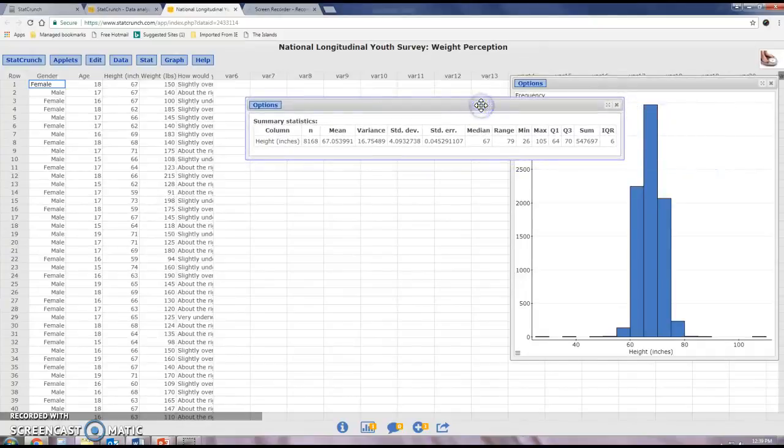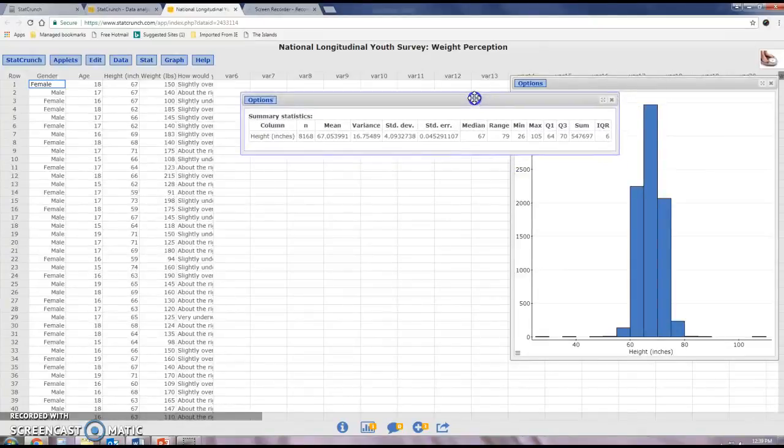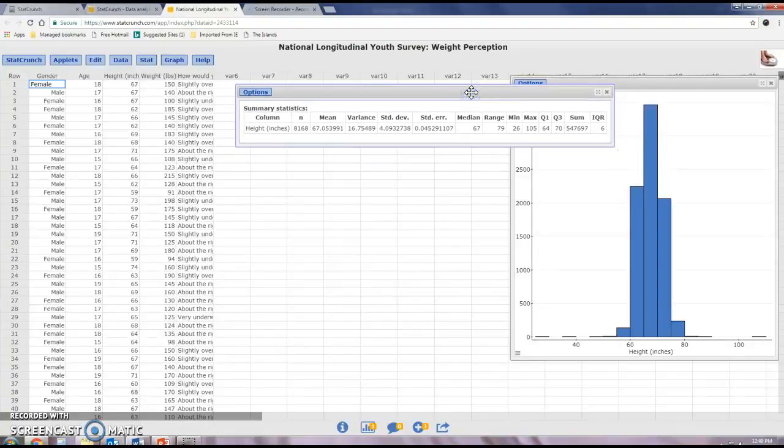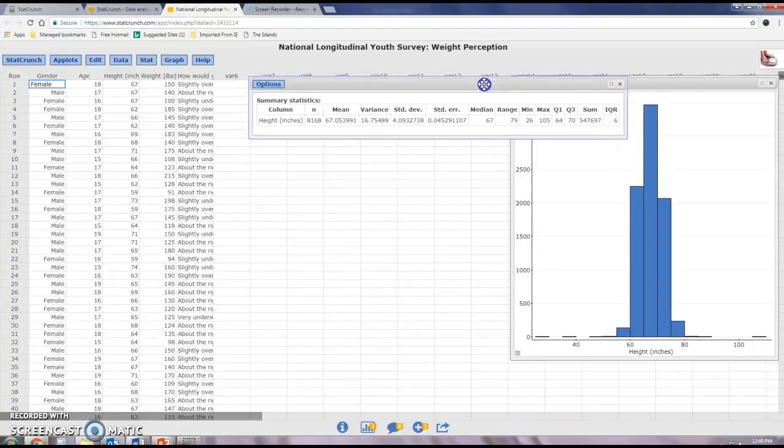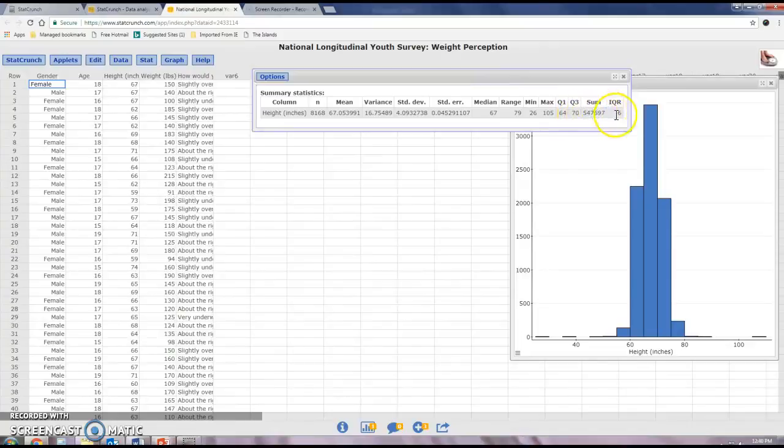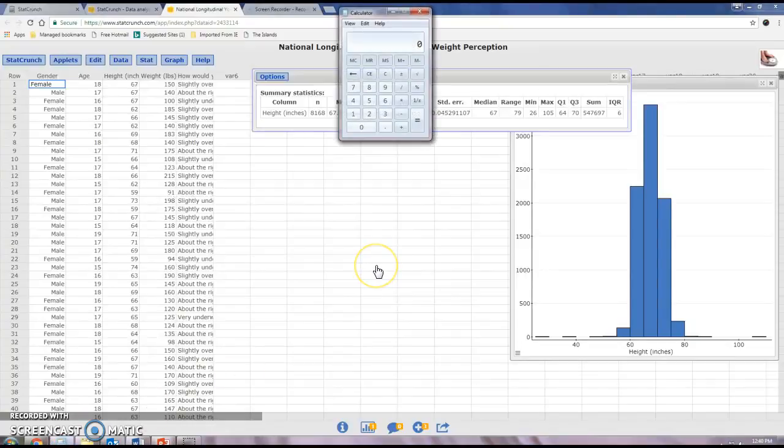Okay. Let's see. So now what? Now let's see if we can determine if there's any outliers or not. So what we're going to have to do is take the IQR times 1.5. So let's take the IQR. IQR, we found out, is 6. 6 times 1.5 gives me 9. So we will add 9 to Q3. So 79.